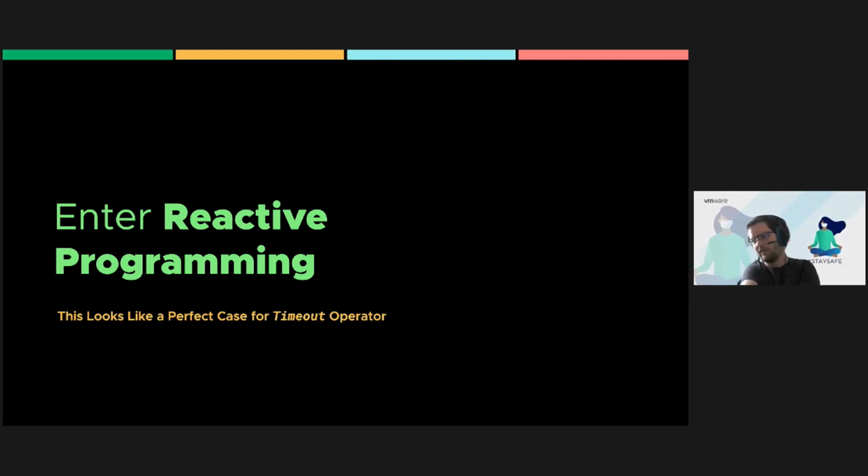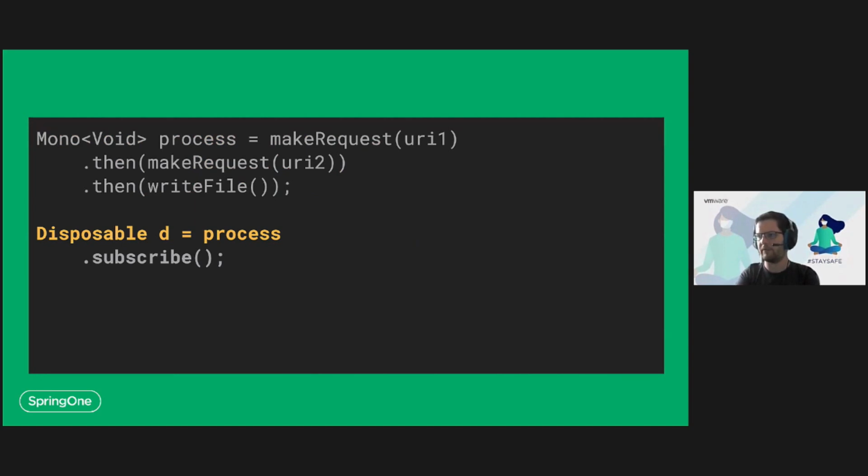What about reactive programming? So in reactive programming, this would look like a perfect case for the timeout operator. Let's see how we can apply that. So again, we have a mono. Here we have a simpler mono of void. Our process is represented as making a first request, then making a second request, then writing to a file with an asynchronous wrapper. It's probably not the best example, writing to a file, but anyway, the whole process is made up of 3 steps, and then it's represented as a mono of void because it doesn't hold any result. We are just interested in whether or not it completed successfully. And then we can subscribe to this process, and we get a disposable for manual cancellation.